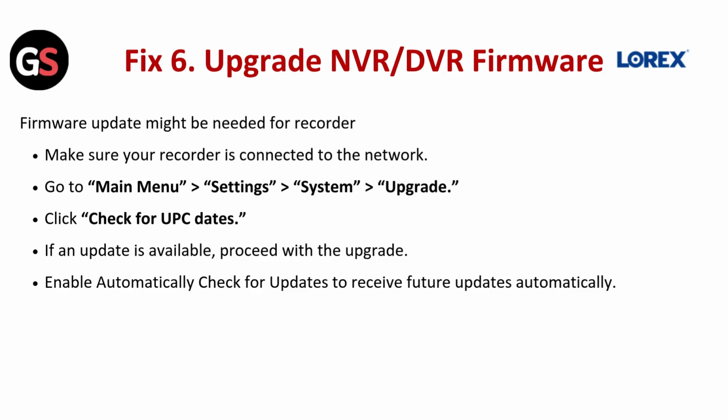Fix 6, upgrade NVR or DVR firmware. A firmware update might be needed for the recorder. Make sure your recorder is connected to the network. Go to main menu, then settings, then system, then go to upgrade. Click check for updates. If an update is available, proceed with the upgrade. Enable automatically check for updates to receive future updates automatically.